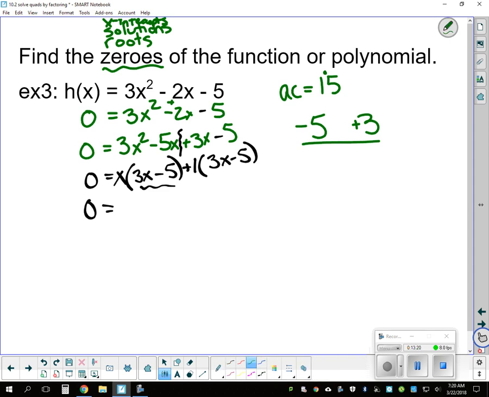Okay, but now that I have it in the right format, I can see that my parentheses of 3x minus 5 match, so I can factor those out. And what's left is just x plus 1. I've now completely factored it.